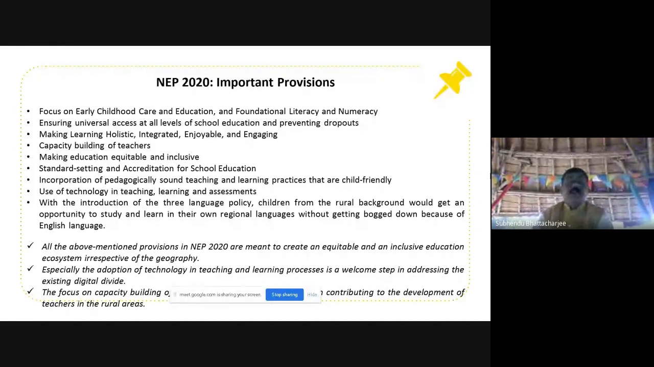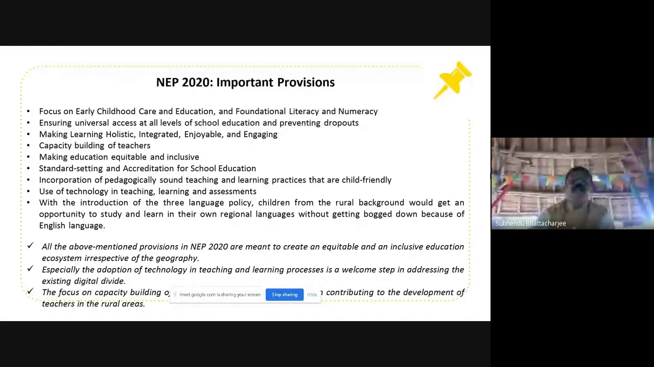So all of the above-mentioned provisions in NEP 2020 are meant to create an equitable and inclusive education ecosystem, irrespective of geography, reaching the last child. Especially the adoption of technology in the teaching and learning process is a welcome step in addressing the existing digital divide. And capacity building of teachers is also another very good step. Right?